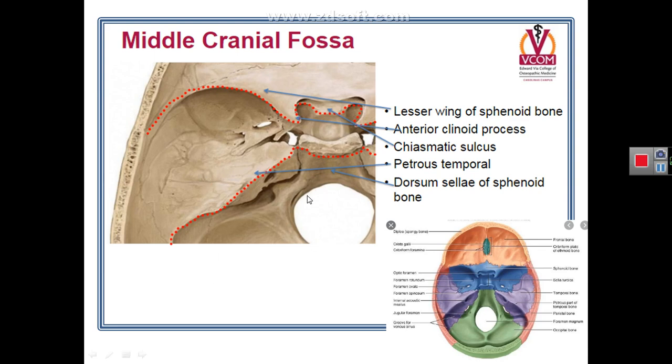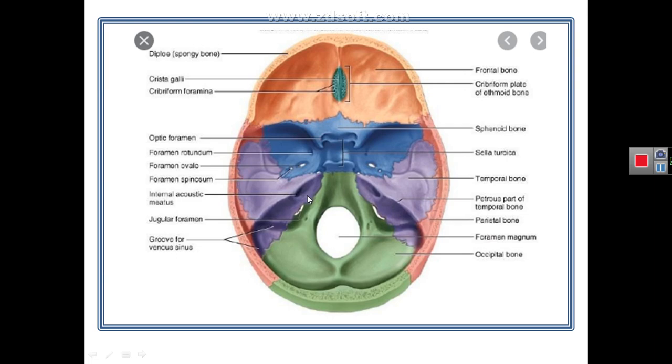And now we will pass to the posterior cranial fossa. The posterior cranial fossa is formed, in the midregion, by a piece of bone which is called the clivus. In the midregion, this is the clivus. Behind the clivus is the foramen magnum, and behind the foramen magnum is the squamous occiput bone.